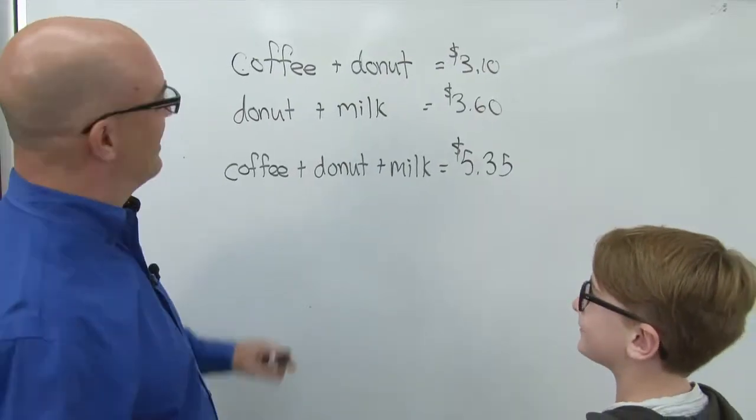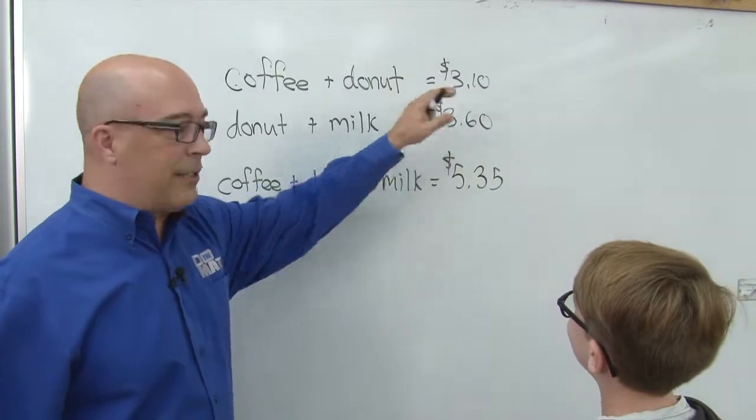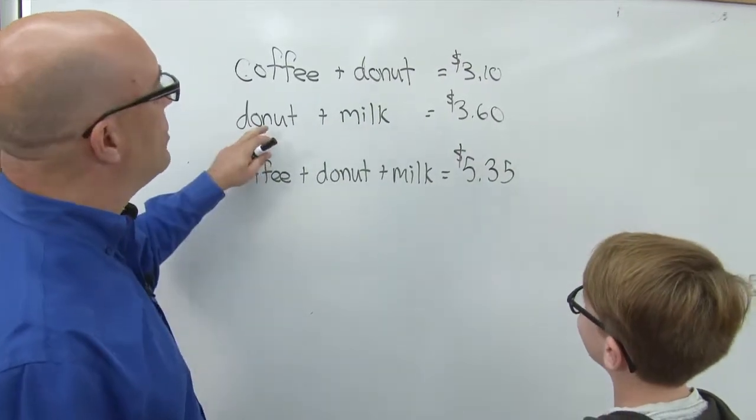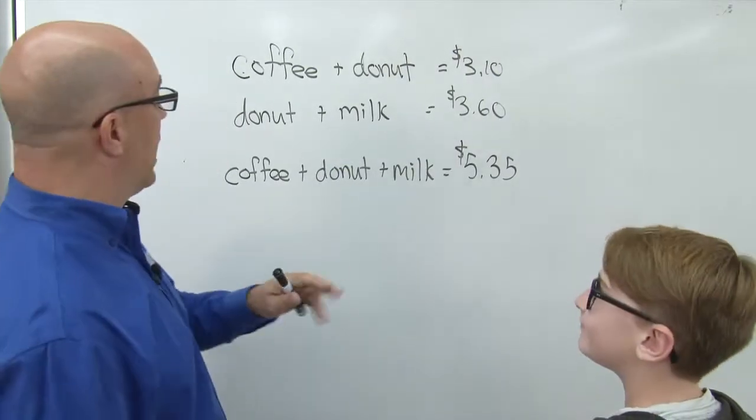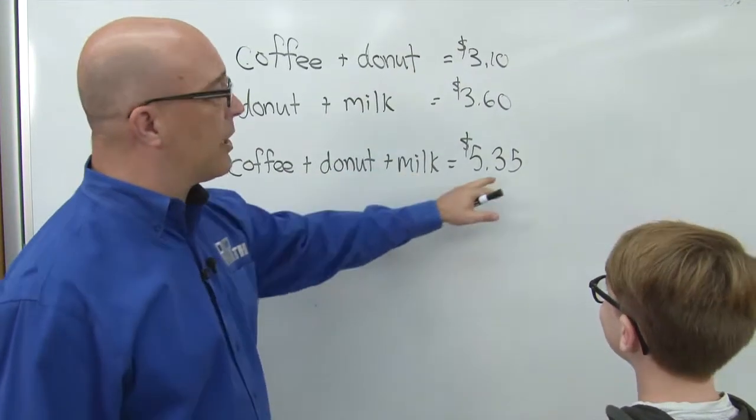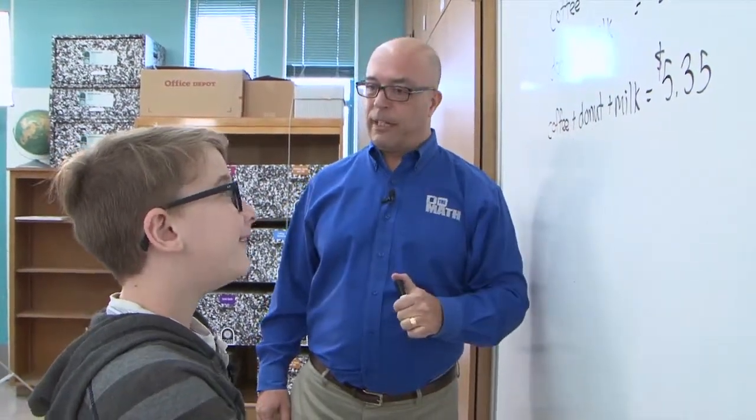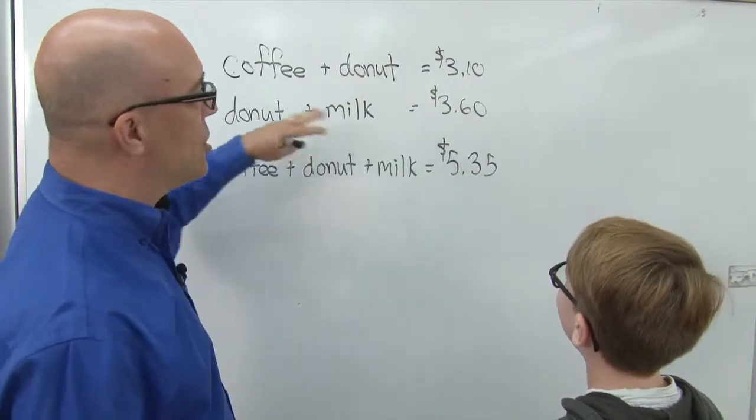Yes. So do I. Coffee and donut costs $3.10. If we get a donut and a milk, it's going to cost $3.60. If we get a coffee, a donut, and a milk, it's going to cost $5.35. I would like you to find out how much the milk is. So using all of this information, how do you think we can go about doing this?